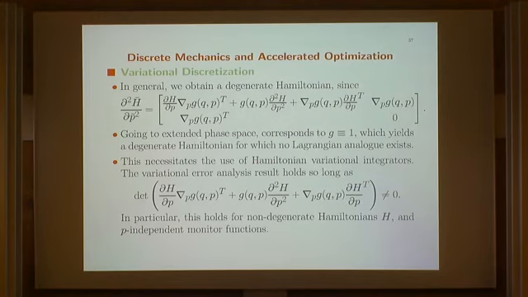And so in order to go to extended phase space, which is what you need in order to make the problem autonomous, you basically set this scaling function g to be identically 1. Okay? So you get a degenerate Hamiltonian for which no Lagrangian analog exists. But there are what are called Hamiltonian variational integrators, and it turns out that you can apply this class of Hamiltonian variational integrators. In particular, there's an analog of the variational error analysis result which still holds so long as this determinant condition is satisfied, and in particular it holds for non-degenerate Hamiltonians.